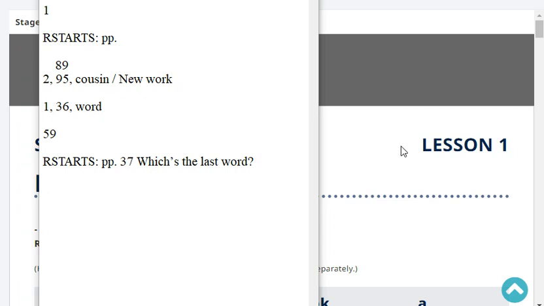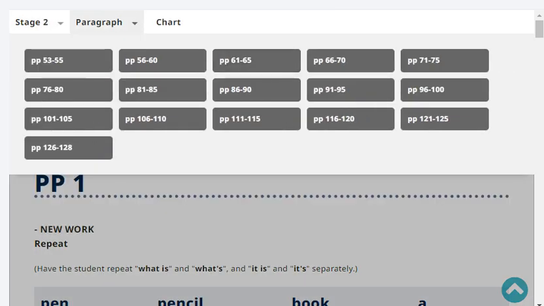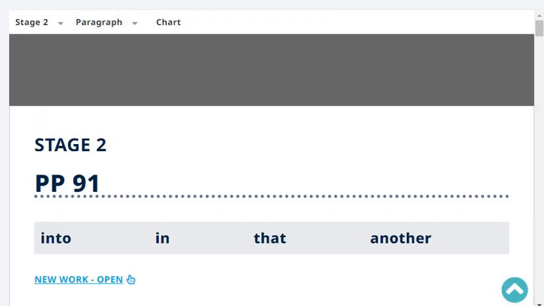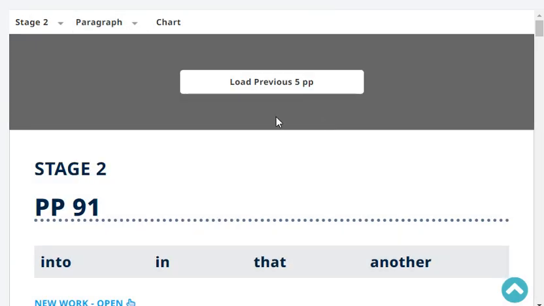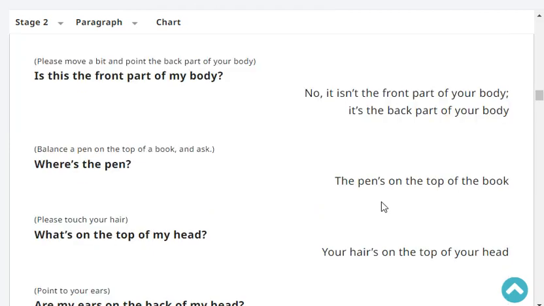Our progress report says we are at stage 2, paragraph page 95. Okay, 95. And our last headword was cousin, numeric type of lesson. Okay, so let's start with our revision. Ready? Yes. Okay, here we go.